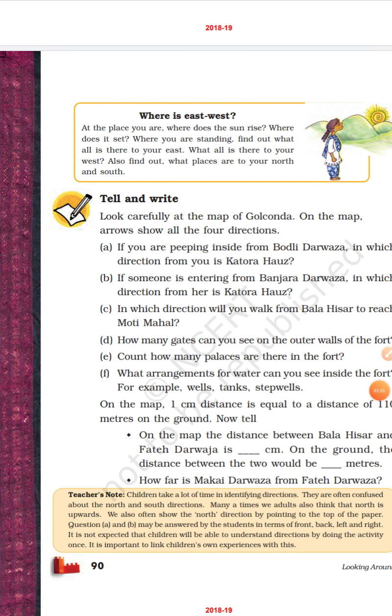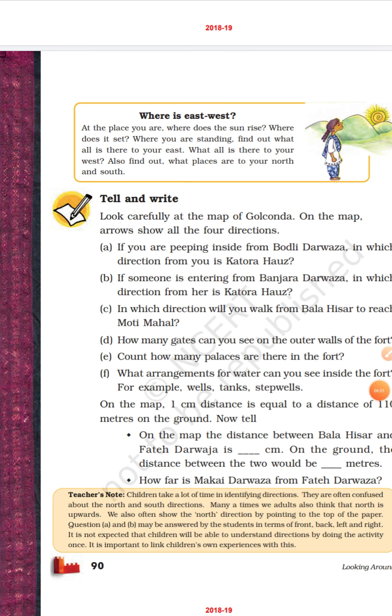Now here is a small activity. Where is east and west? At the place where you are, where does the sun rise? Where does it set? Where you are standing, find out what all is there to your east, what all is there to your west. Also find out what places are to your north and south.